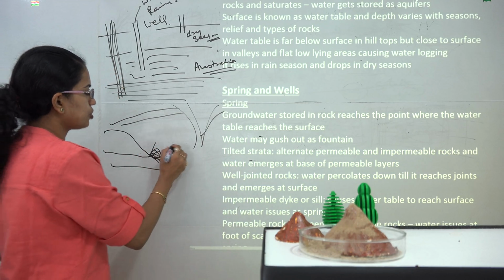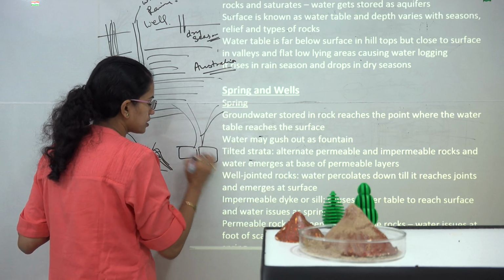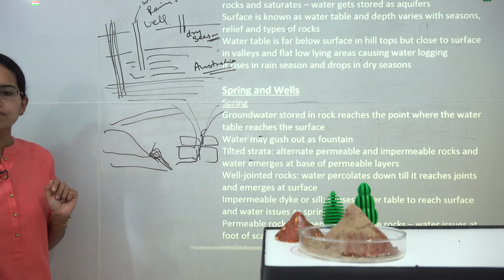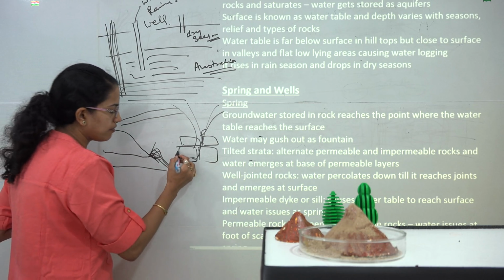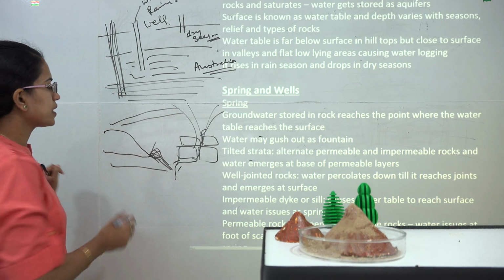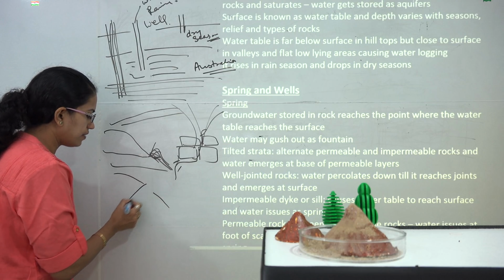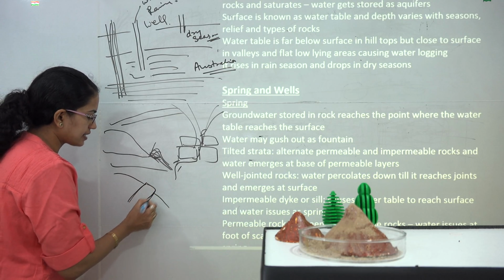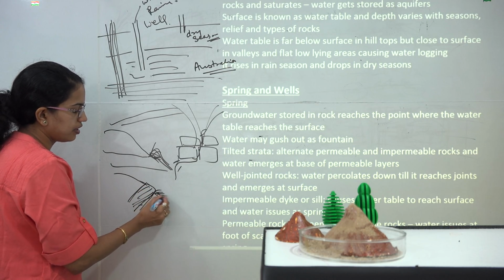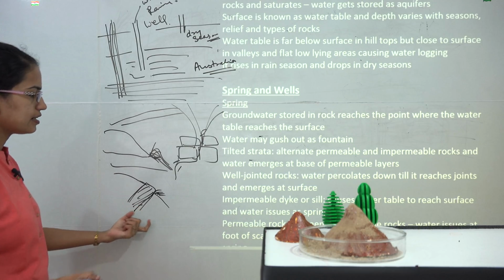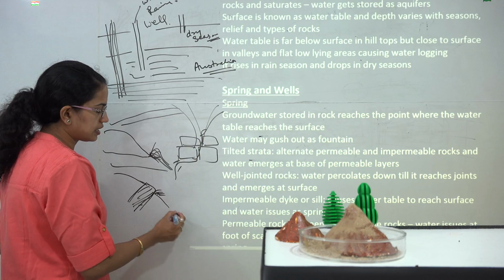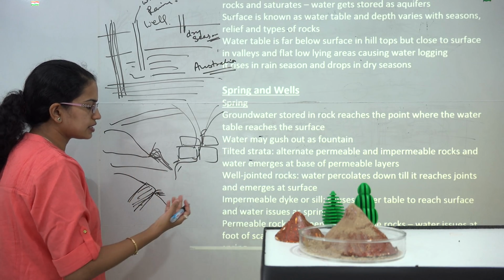The next is you have a kind of well jointed rock that is seen, and into this well jointed rock you have a river that is passing in. Finally, you have a kind of permeable region that comes out and you have the spring that is formed. The next is within the rock you have a dike, and this dike acts as an impermeable layer. So as soon as the dike is over, you have the fountain that comes out, and that's again an example of a spring.